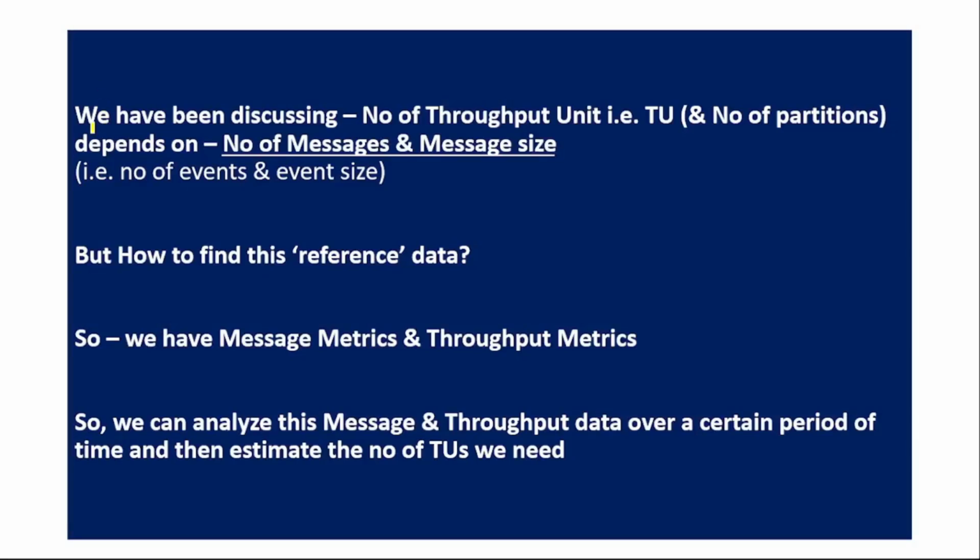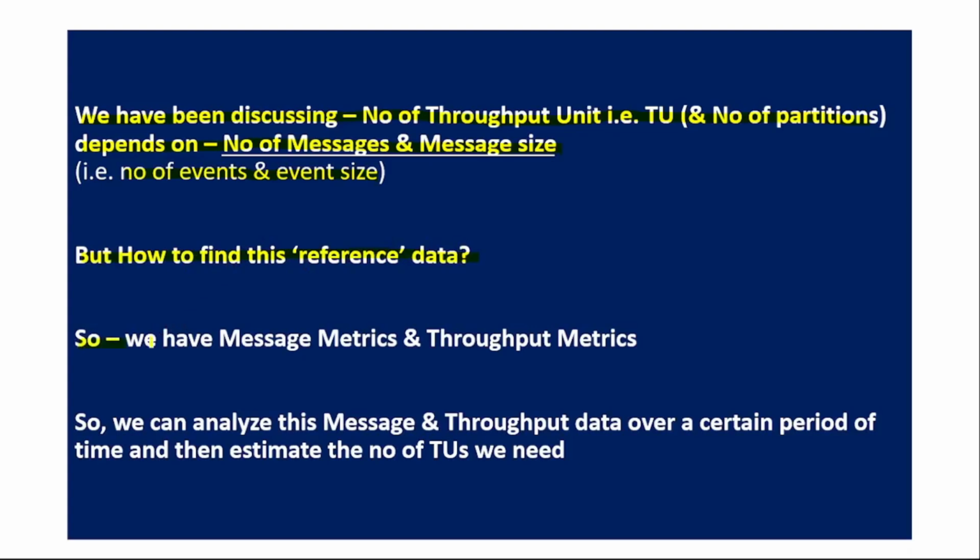Hello guys, now we have been discussing that the number of throughput units, that is TU, and the number of partitions depend on the number of messages and message size. That is, the number of events and event size. So guys, message and event are one and the same thing. But then how can we find this reference data if we need it?